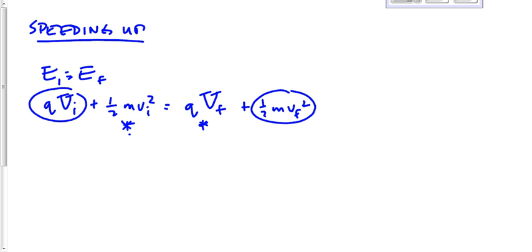Was there a hand up over here somewhere? Nope. All right. What about when the charged particle is speeding up? Sorry, it's slowing down, I should say. What about when the charged particle is slowing down? Go ahead, Tanner.